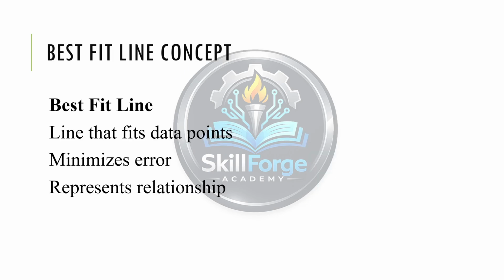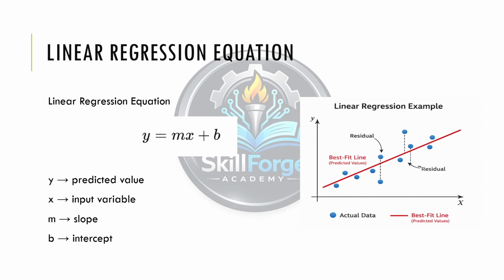Okay, got it? After that, we look at the basic equation of linear regression. The equation represents the best fit line. Here y is the predicted value, the output we want to find. x is the input variable, m is the slope of the line which shows how much y changes when x changes, and b is the intercept, which is the value of y when x equals 0. So using this simple equation, the model learns how to predict values based on the relationship between x and y.